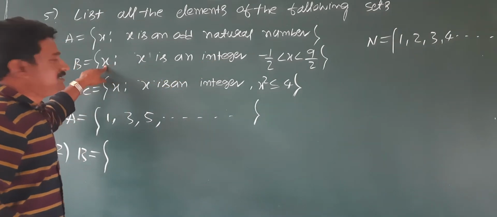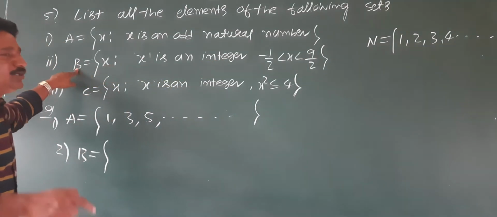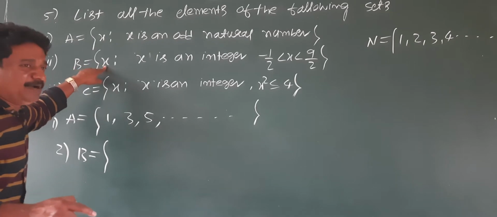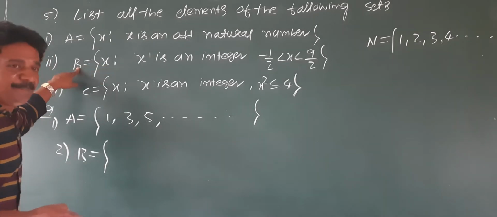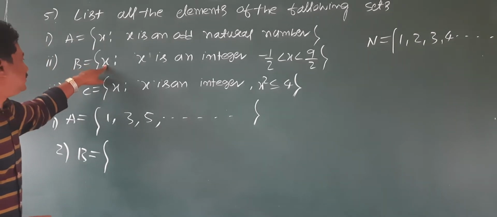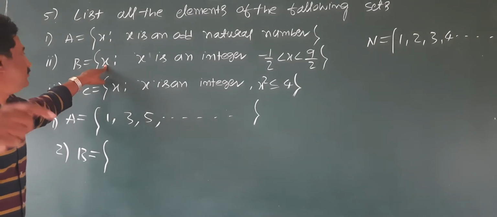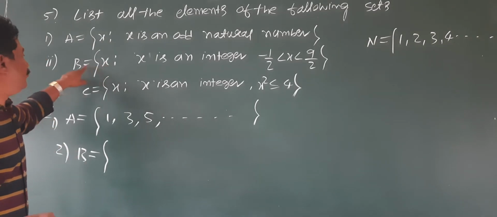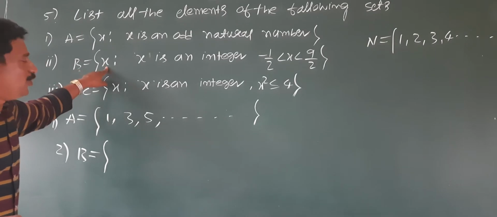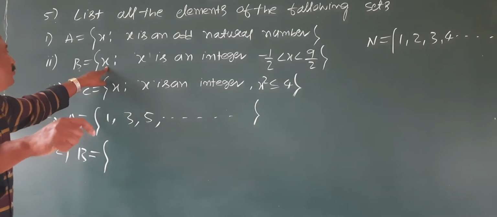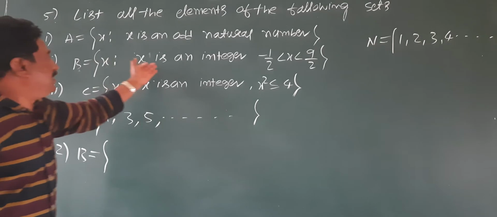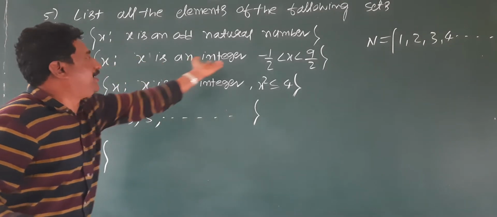So for B, you should collect this type of elements. You should collect the elements of the form X. For the set B, you go for collecting X. But what that X is has been explained here.